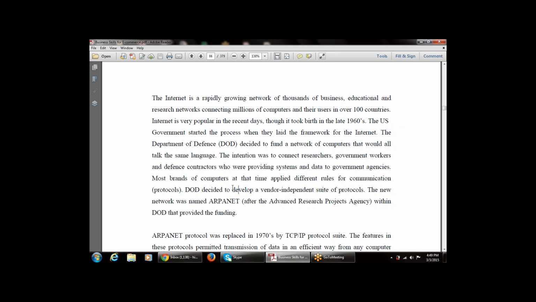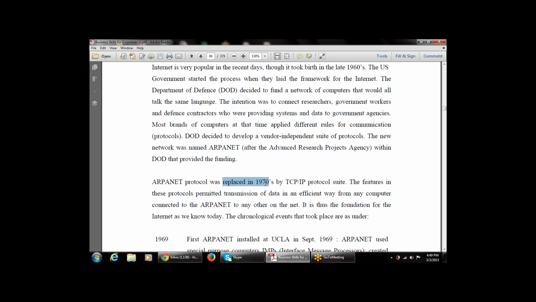That is the ARPANET, the Advanced Research Project Agency Network, that provides the funding. ARPANET protocol was replaced in the 1970s. First of all, there is the DoD that makes the ARPANET, and now the ARPANET is replaced by TCP/IP, that is Transmission Control Protocol and Internet Protocol.